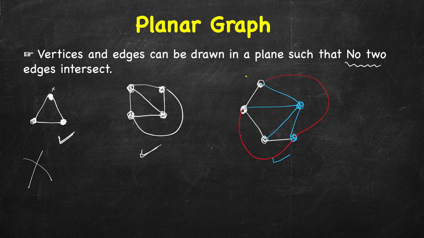Now what is the connection left? Let's say this is A and this is B. There is no edge between A and B. And if we draw it like this, then it intersects here with this edge, so it becomes non-planar. So let's try other things. If we draw it like this, then it intersects here, so again it will become non-planar. So there is no way you can draw an edge between A and B now without making it non-planar. So that's the definition of a planar graph.